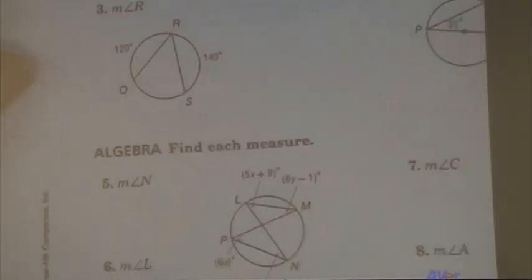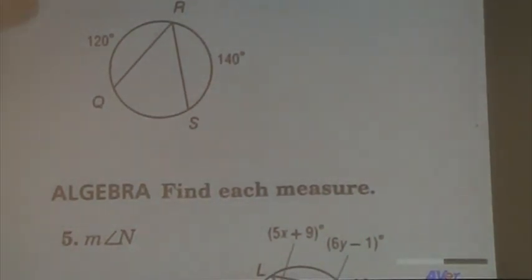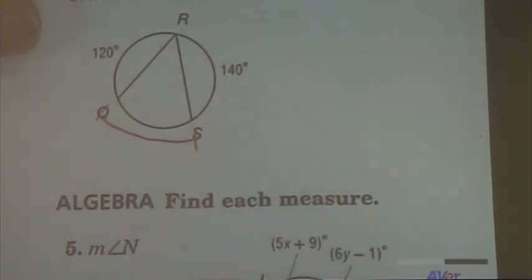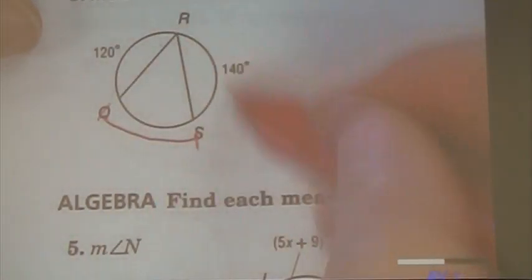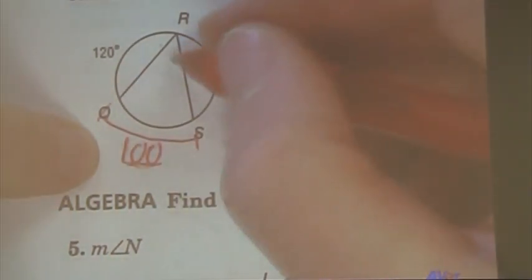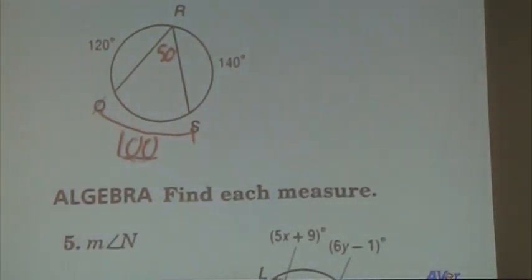Number 3, let's zoom in a bit more so you can see better. We need to find this arc length right here. We have 360 degrees all the way around in a circle. We have a 120 and a 140. We can add those together: 260, subtract from 360, and we have a leftover 100. Half of this outside arc is going to be the inside angle. So 100 divided by 2 is 50. Boom, done. That's it. Ta-da.